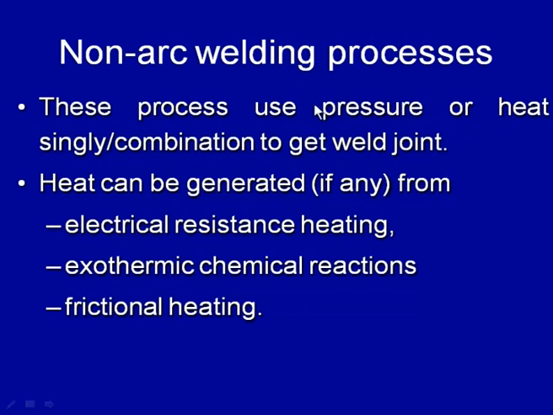There are other ways through which also heat can be generated for melting the faying surfaces and developing the weld joints, like electron beam and the laser beam. So, in these processes we can use pressure in combination with the heat or without application of heat to get the weld joint. If heat generation is involved, then electrical resistance heating, exothermic chemical reactions, frictional heating or some radiations can be used for generating the heat required and to get the metallic continuity.